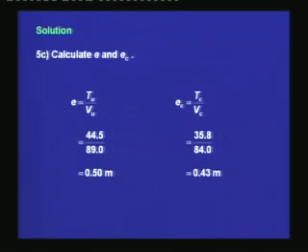We are calculating the parameters e and ec. e is equal to Tu divided by Vu. After substituting, that comes out to 0.5 meters, and ec is equal to Tc by Vc, which by substituting the values of Tc and Vc, we get ec is equal to 0.43 meters.